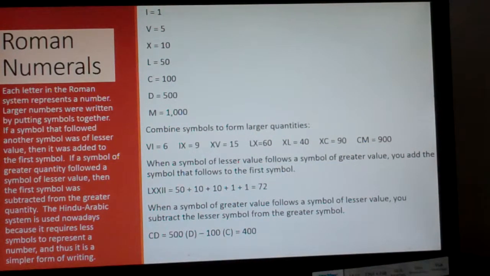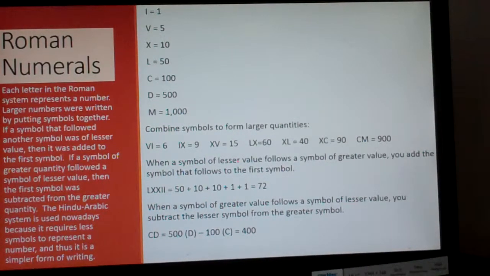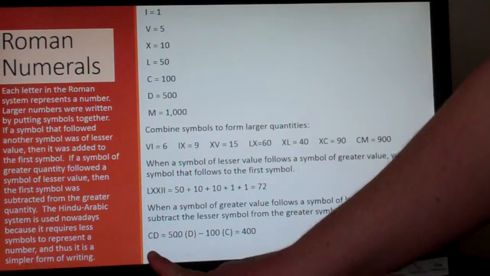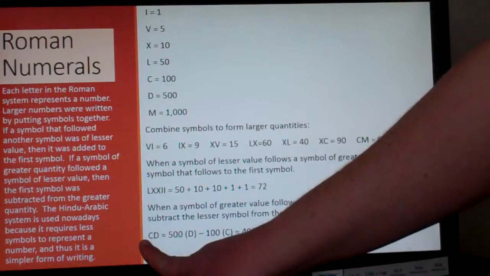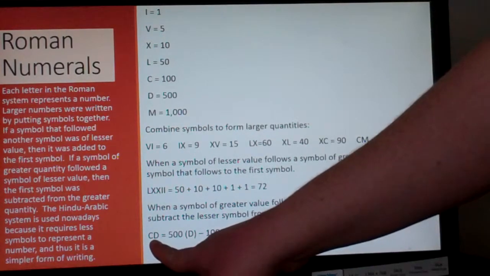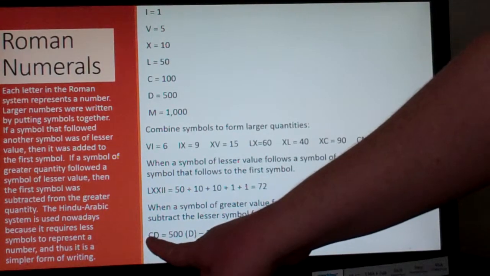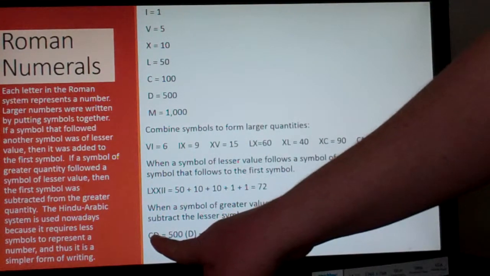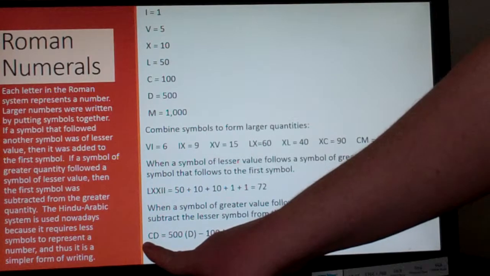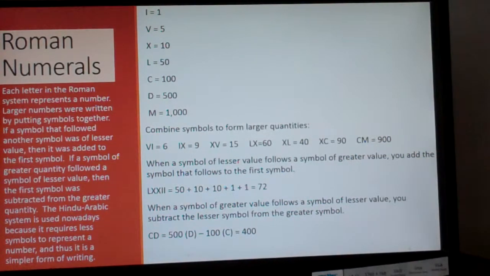When a symbol of greater value follows a symbol of lesser value, you subtract the lesser symbol from the greater symbol. So here we have the symbol CD. C equals 100, but D equals 500, so it's a greater symbol. So we're going to subtract 500, which is the D, minus 100, which is the C, equals 400. So CD equals 400.